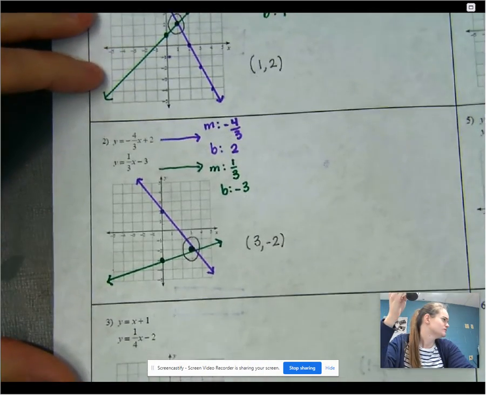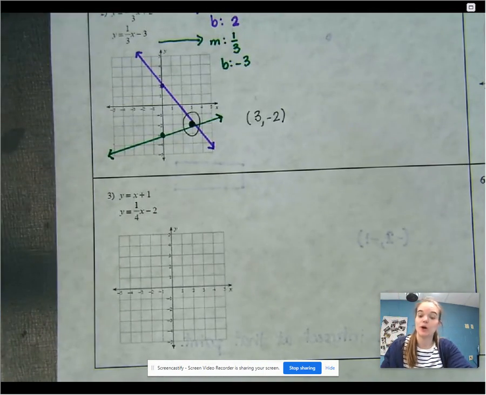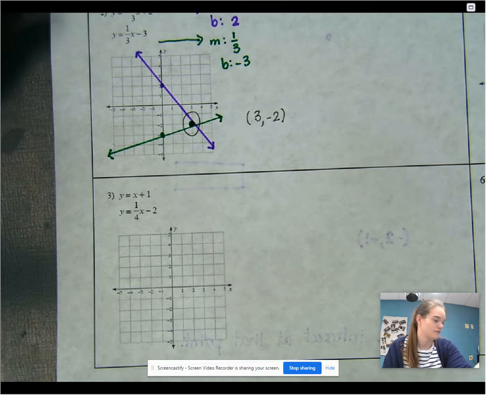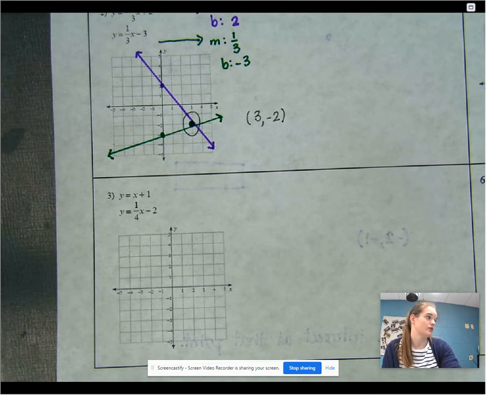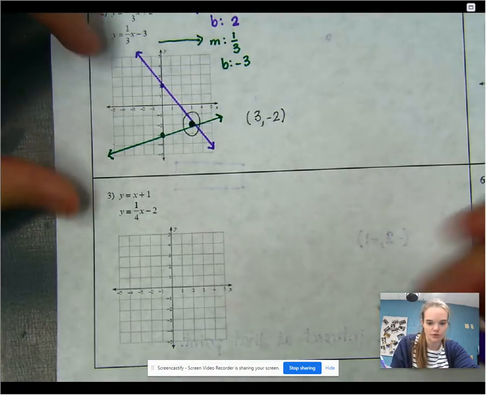Number 3. If I were you, I'd pause this and try 3 and 4. I wouldn't try 5 yet. I'd do 3 and 4. All right, number 3.